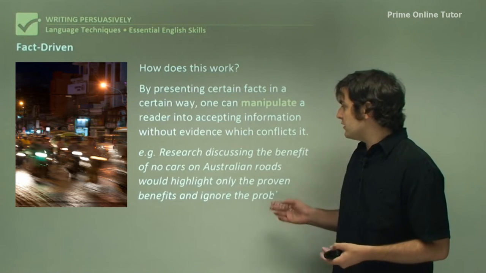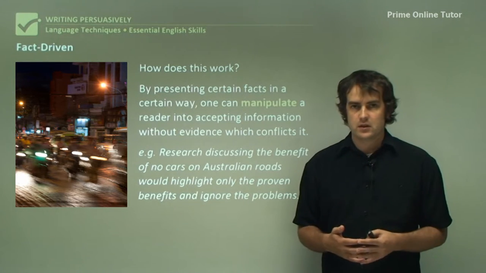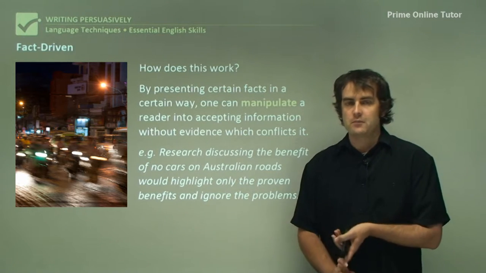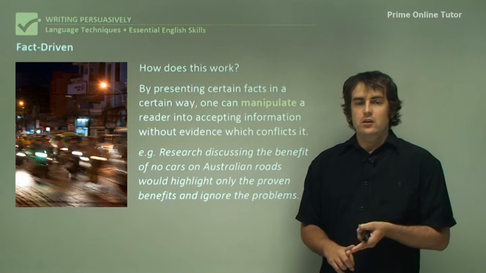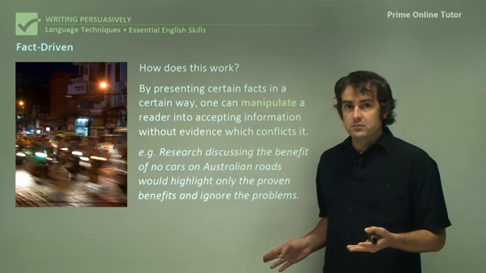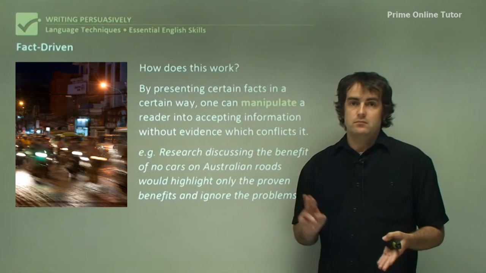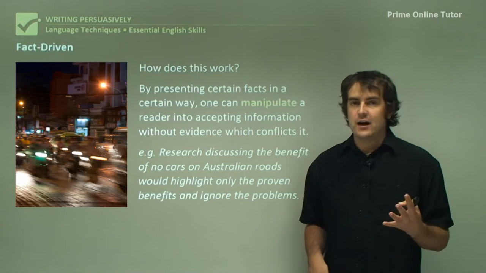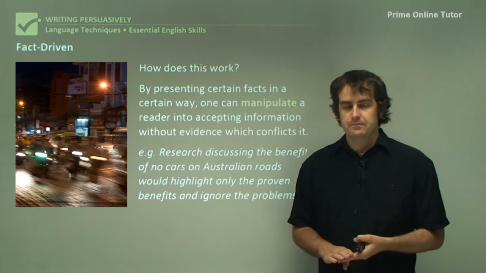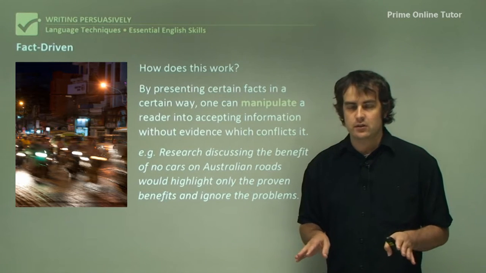So, for instance, research discussing the benefit of no cars on Australian roads would highlight only the proven benefits and ignore the problems. So if you were to say that the reason why there should be no cars on Australian roads is it's great for the environment, it's going to save a lot of money, it's going to be great for the dwindling oil reserves in the world, but of course the problems, people can't get anywhere, they can't go to work, they can't go to school, there'll be an overburden on public transport, there'll be a ton of arguments against this, and yet if you just focus on discussing all the four reasons, then it would seem like a very convincing argument that there should be never any cars on Australian roads.